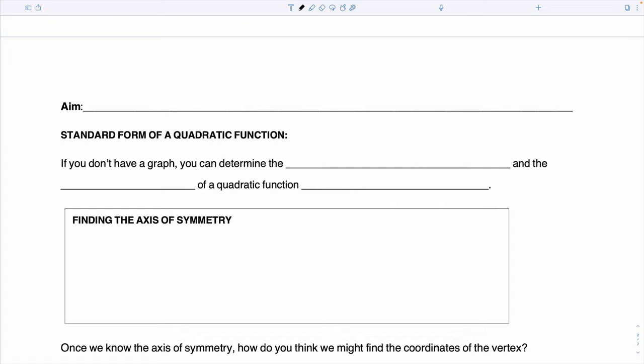Write the aim, please. We got a big one today. We are now going to find the axis of symmetry and the vertex without looking at a graph.